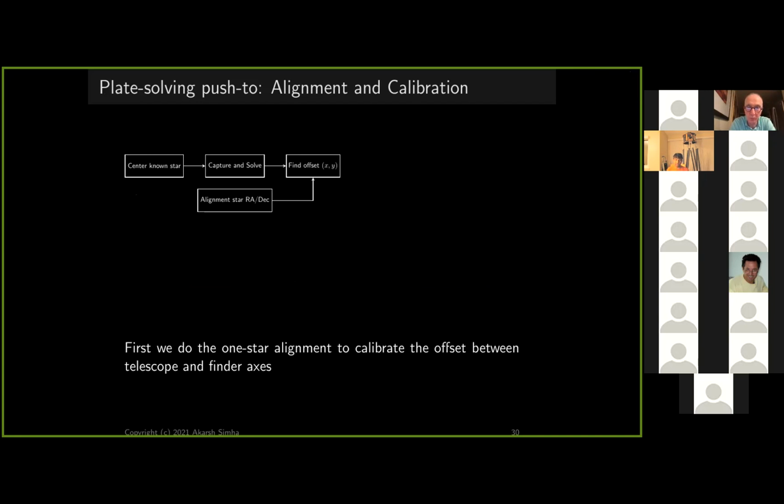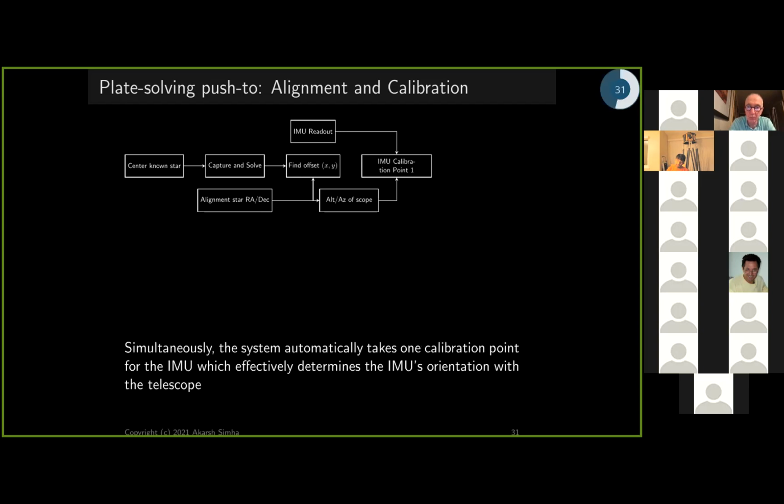So the alignment procedure is as follows. I center a known star. I capture and solve through the finderscope. I compute this pixel offset x, y based on the alignment star's RA and Dec. And that gives me one calibration point for it. It also gives me one calibration point for the IMU because I read the IMU at the same time. I know from my geographic location and time what the alt-az of my telescope is because I know its RA and Dec. And that gives me one calibration point for the IMU. That tells me one piece of information amongst these two calibration informations that I need.